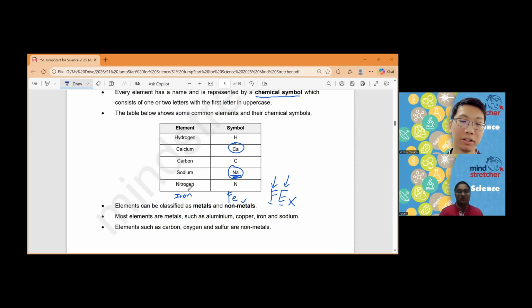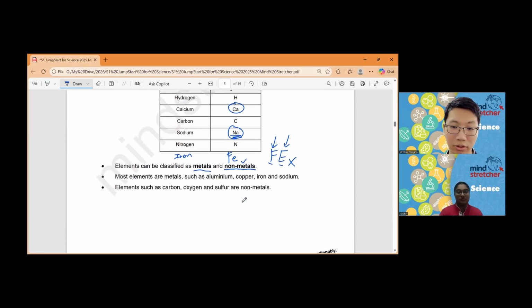Like I said, at secondary level you need to know maybe up to 30. Minimally it is 20, then you should know slightly more than that, so around 30. Now in your periodic table, the elements are split into metals and non-metals. Later I'll show you where. Metals you should know: sodium, aluminium, iron, all very common metals. Then we have non-metals: carbon, oxygen, sulfur.